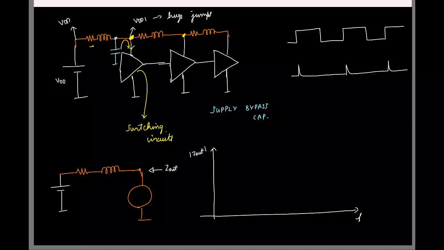At low frequencies, at DC, what is the impedance? It is going to be the resistance. So let's say the resistance is small, so it will do something. And as frequency increases, it will keep increasing because of the inductor. So you'll have something like this, right?